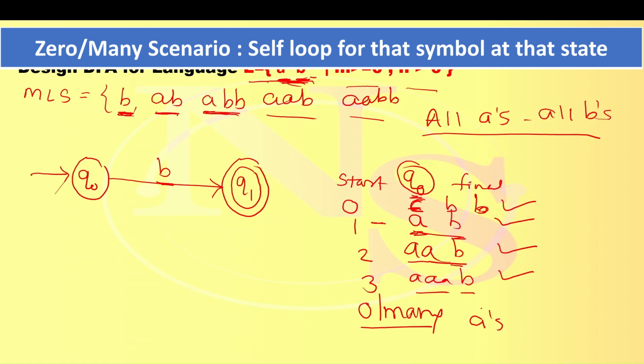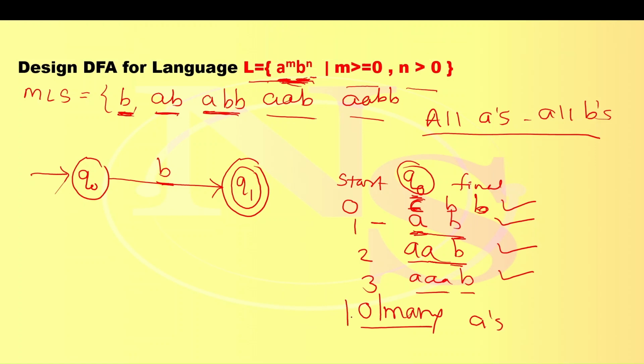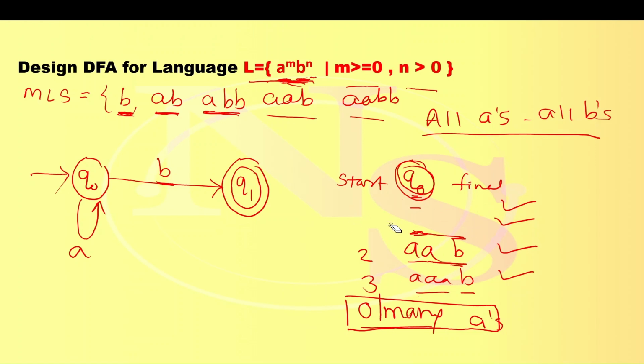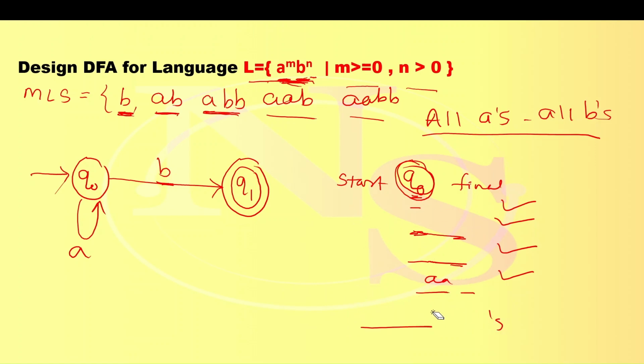Q0 is looking for 0 or many A's. Whenever there is a scenario of 0 or many in TOC, we need to give the self loop. At which state? State is Q0. For which symbol? Symbol is A. So there is a transition from state Q0 for symbol A as well as for symbol B. Now Q0 becomes deterministic. Now similarly try to find transitions from the state Q1 to make it deterministic.